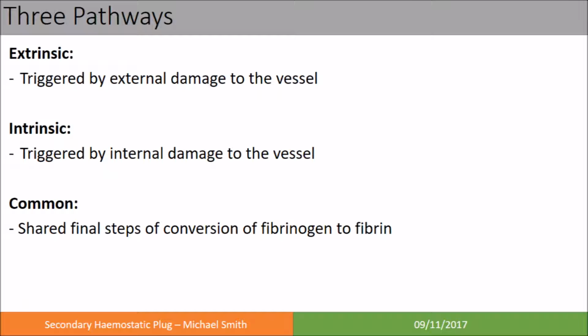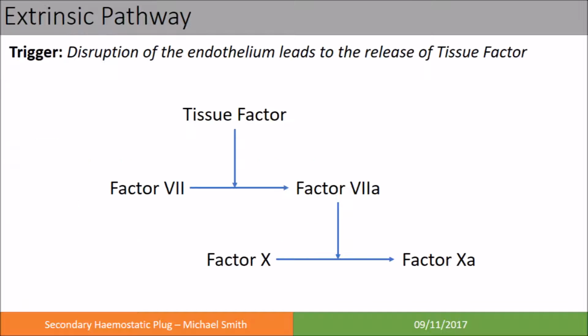So the extrinsic pathway is triggered by external damage to a vessel, so this is penetrating damage to a vessel or something of that sort. Intrinsic pathway is triggered by internal damage, so this is to do with the build-up of plaques on the wall of arteries and things like that. And then the common pathway is triggered by your extrinsic and intrinsic pathways, and this is where they come together to form the common pathway. And these are the final steps of the conversion of fibrinogen to fibrin.